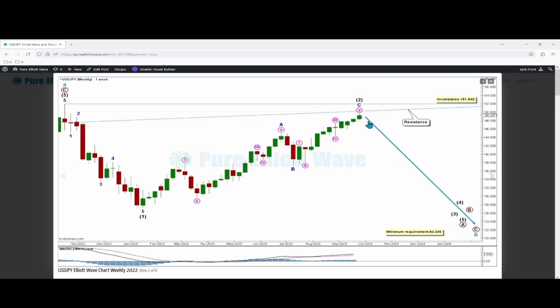If intermediate wave 2 does continue any higher, it cannot move above the start of intermediate wave 1 at 151.942. And minor wave C within intermediate wave 2 has slightly overshot its previous target, calculated at 146.934, and the structure is currently labeled as a complete impulse, as you'll see on the daily chart in a second.